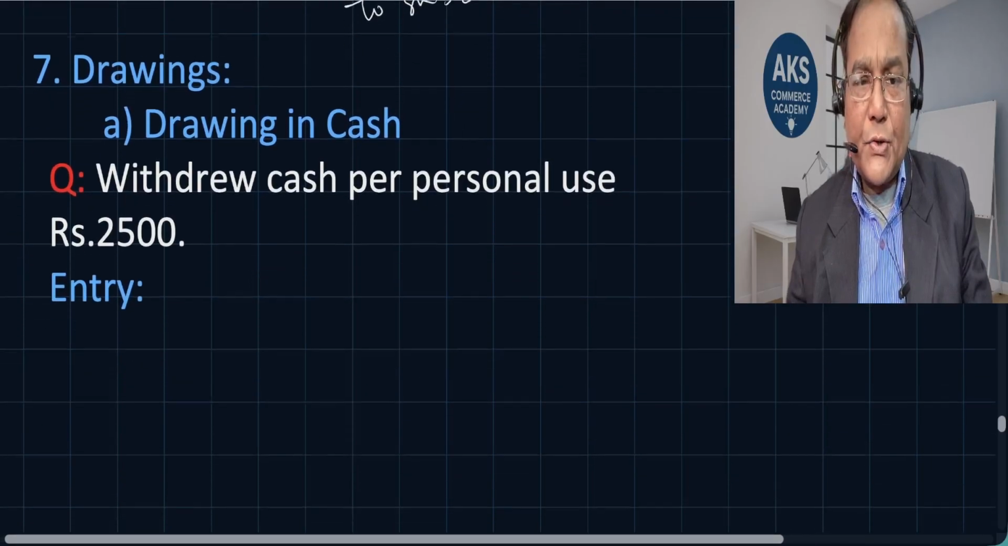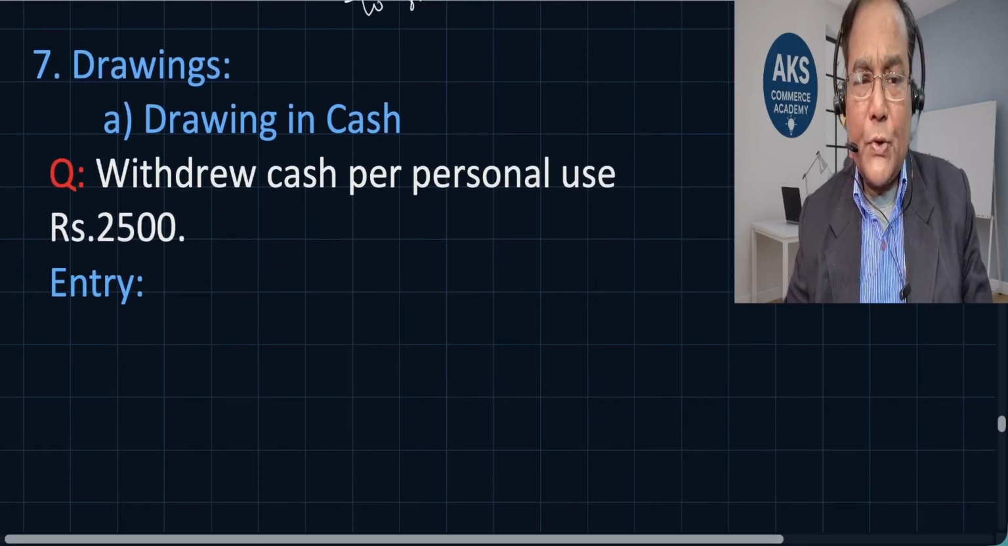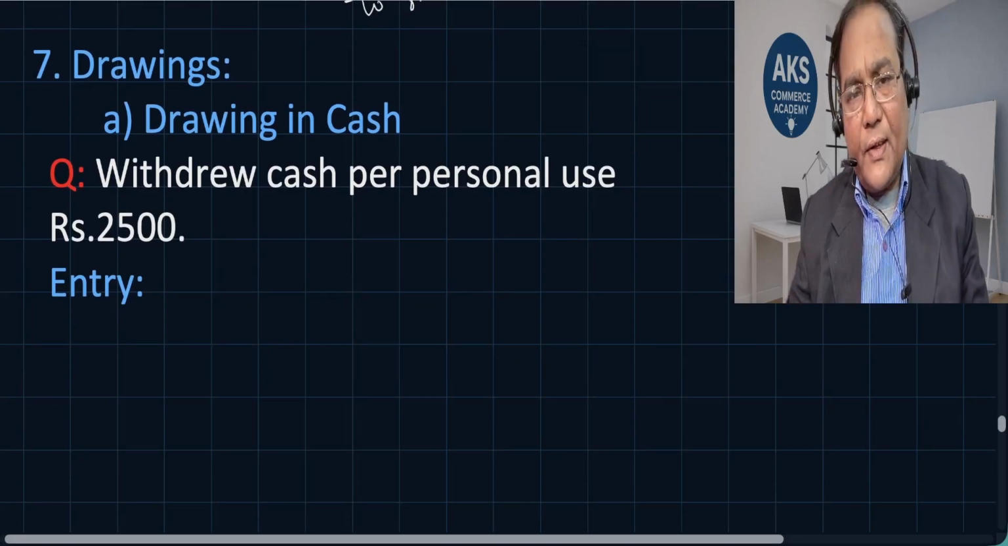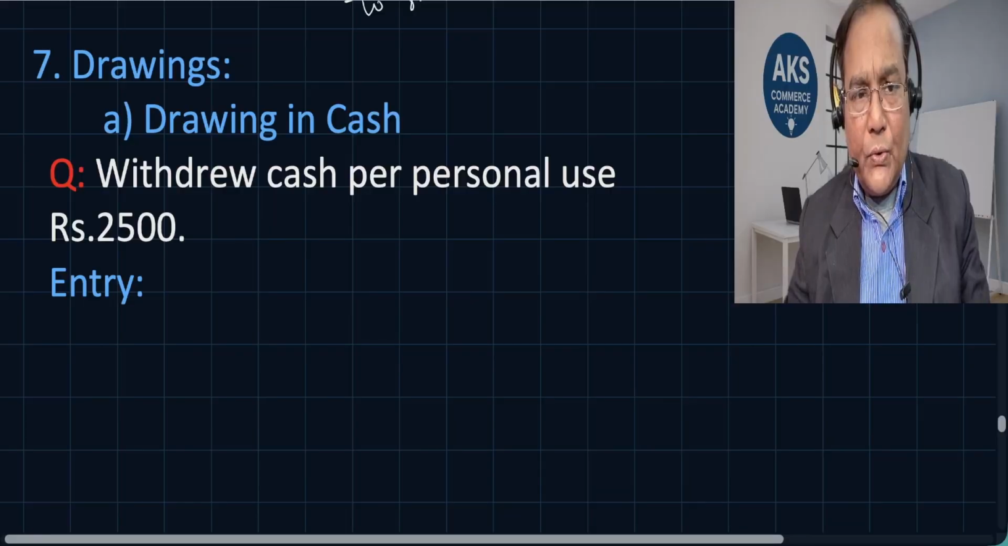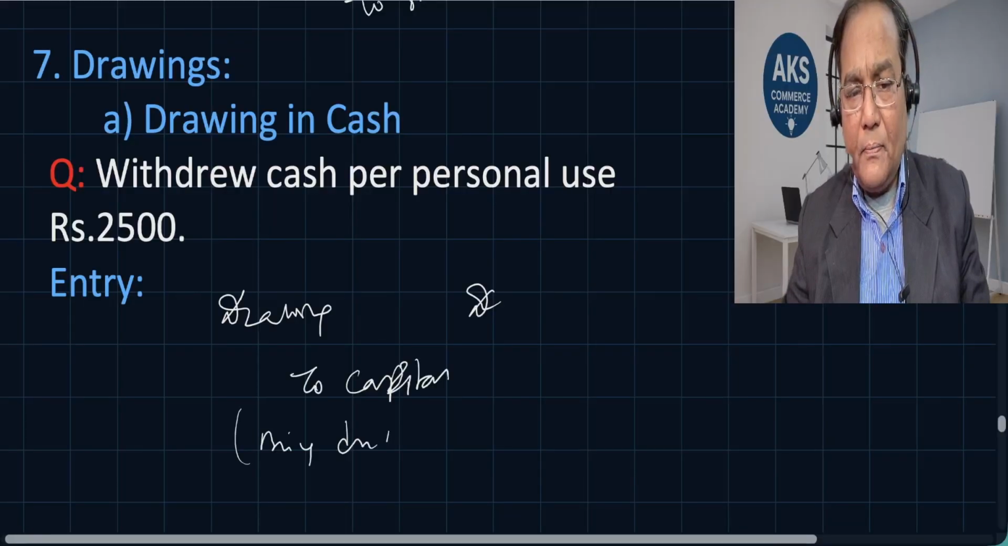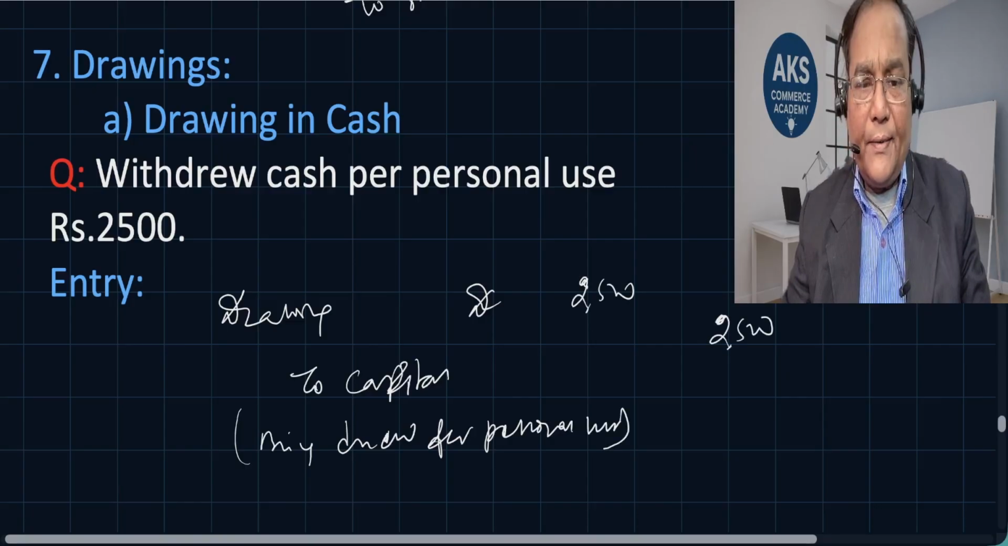Drawing in cash. So withdrew cash for personal use, rupees 2500. Drawing is nothing but it reduces capital. So what is the entry that we are going to do? Drawing debit to capital, being cash withdrawn for personal use. All right. So this is 2500. Now let us see the next one.